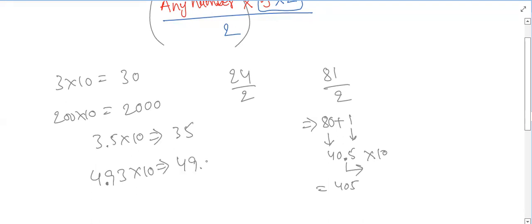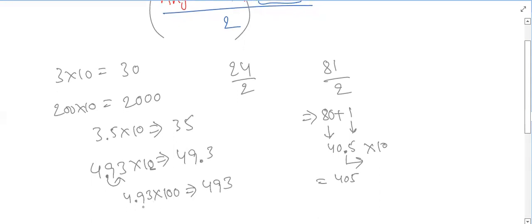Because we are multiplying by 10, the decimal place will shift only one position to the right. If the same number 4.93 is multiplied by 100, the decimal point should be after two digits, so it shifts two places to the right. It will be 493, because it has to shift two places to the right.